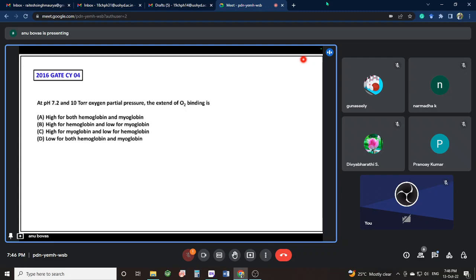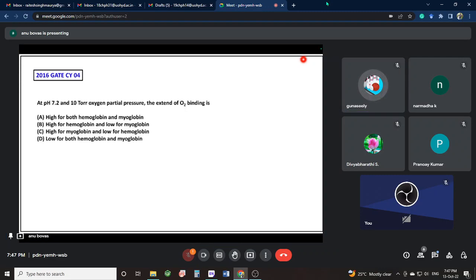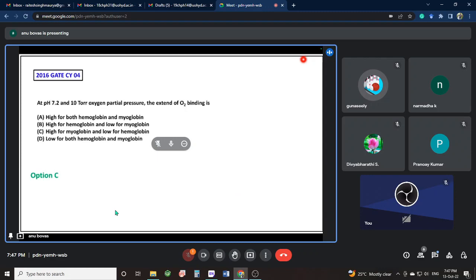But because pH is less, does the oxygen affinity of hemoglobin decrease or increase? Decreases. Correct. So the correct option will be: myoglobin, it will be high, and hemoglobin, it will be low. So the correct option is option C, high for myoglobin and low for hemoglobin.